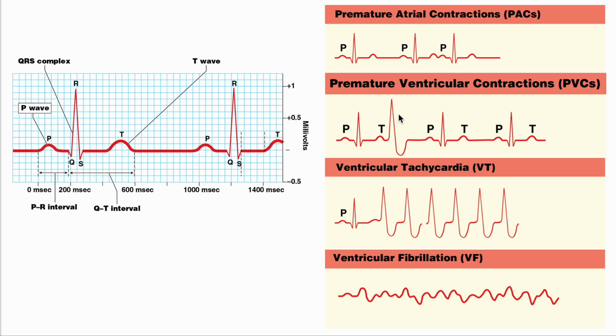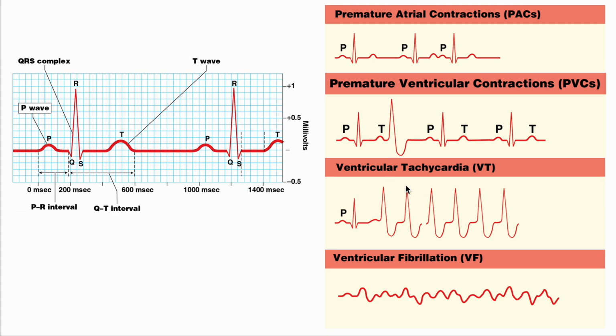And they happen every once in a while. In a premature ventricular contraction, now it's the ventricles that are going to contract too soon. So here's our normal pattern. And then you see here's a T wave. And then notice there's no P wave after that T wave. Instead, we just get an immediate ventricular contraction. So it came on too soon. We're missing the normal pattern there. Again, this is not the end of the world. It does occur in people occasionally.